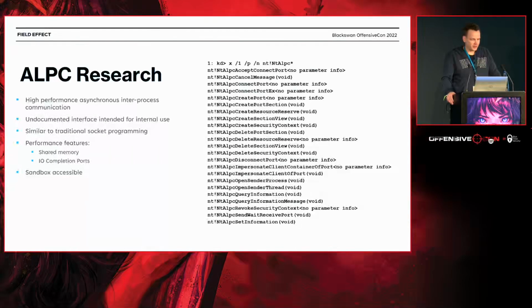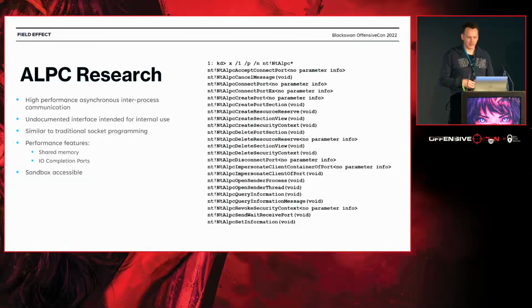Yeah, so the ALPC interface is primarily undocumented. There's just little snippets here and there talking about it. As you can see in the list of APIs here, it's not that big a list of syscalls. And really it behaves a lot like a traditional socket programming interface. There's a client and a server, you listen for connections, and then can send messages back and forth.